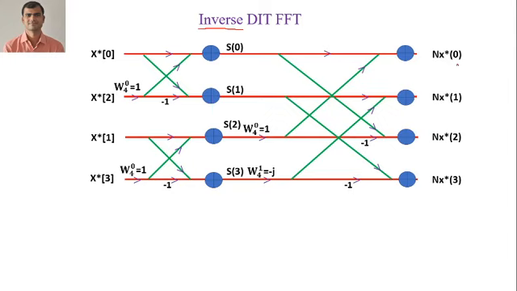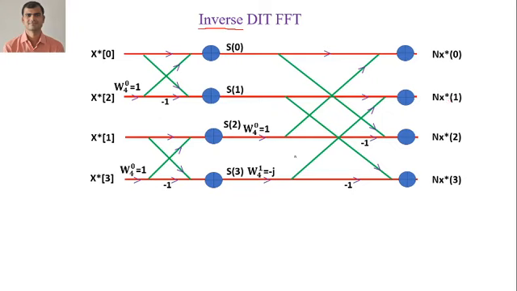Those sample values are already multiplied by the value of capital N. That means whatever values we get here will consist of N x conjugate of 0, N x conjugate of 1, N x conjugate of 2, N x conjugate of 3. In this way we can calculate the inverse DIT FFT algorithm. So here the input sequence is in bit reversal order and the output sequence is in natural order.